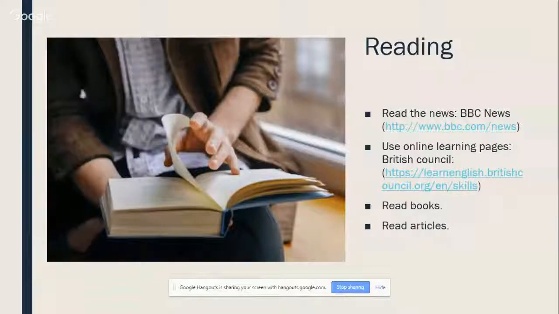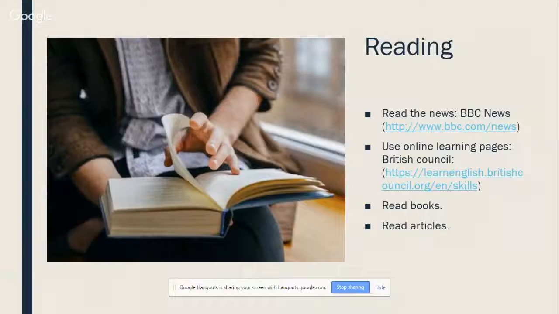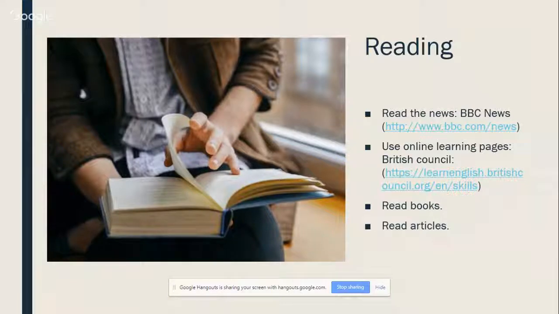Okay, good. Read books and read articles. Okay, that's something that you usually do? Yes, but in an academic way. I mean, I would love to, for example, read Harry Potter, read Twilight, read a lot of things in English, but I just don't have time. So I do read that, but in an academic way. Okay, that's a pretty good way to learn too.